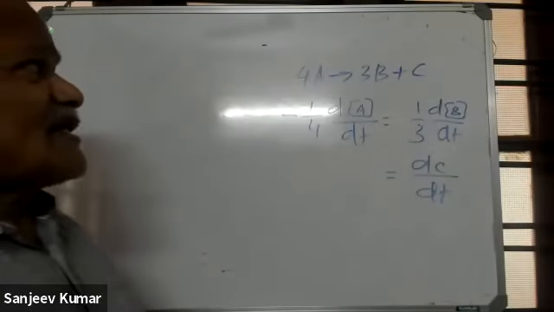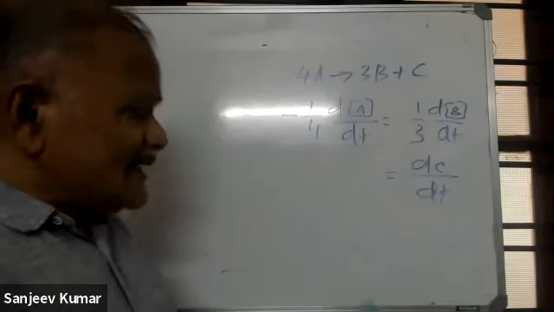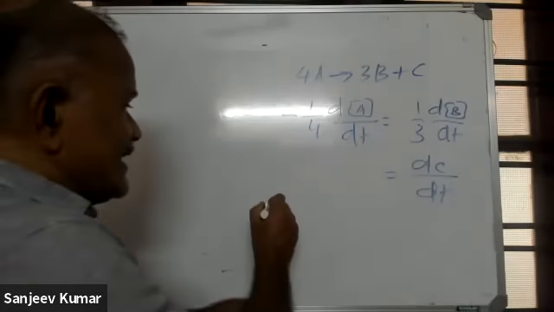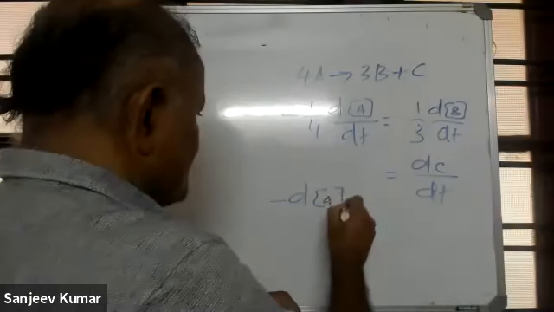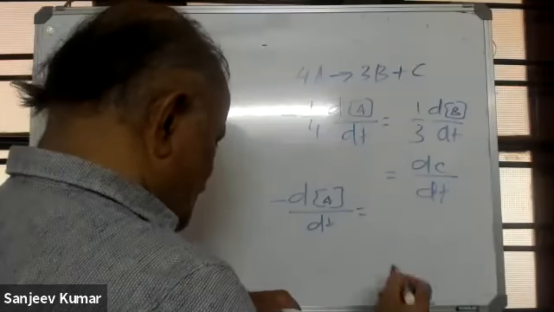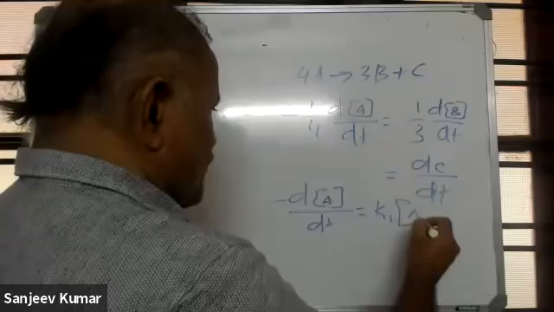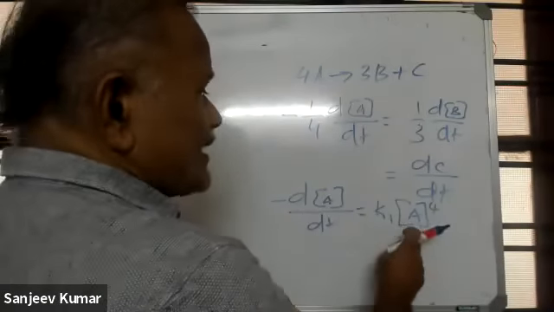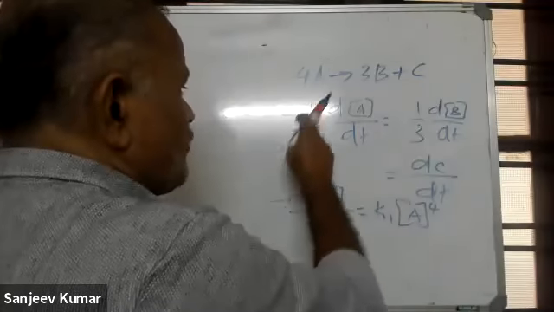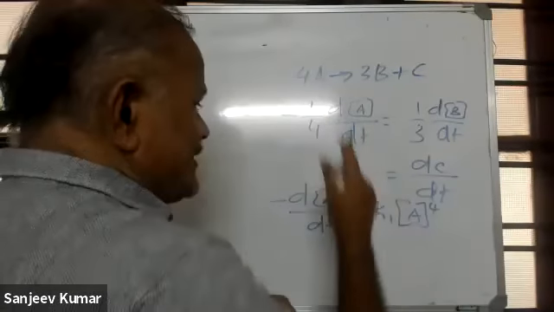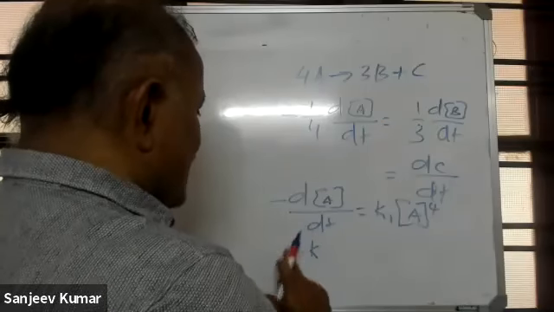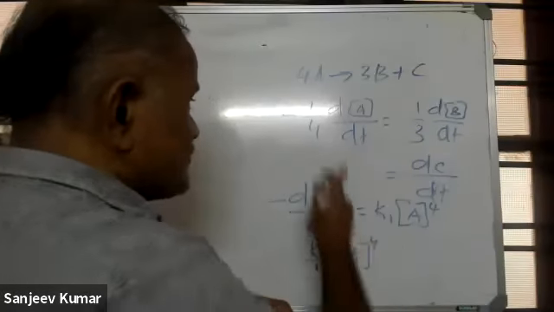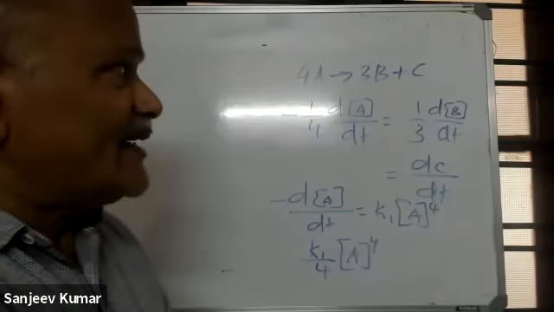How can you equate the rate with respect to A, B, and C? Here it is given that minus dA by dt is equal to K1 into active mass of A raised to 4. That is the rate with respect to A. What is 1 by 4th of the rate? It is equal to K1 by 4 into A raised to 4.